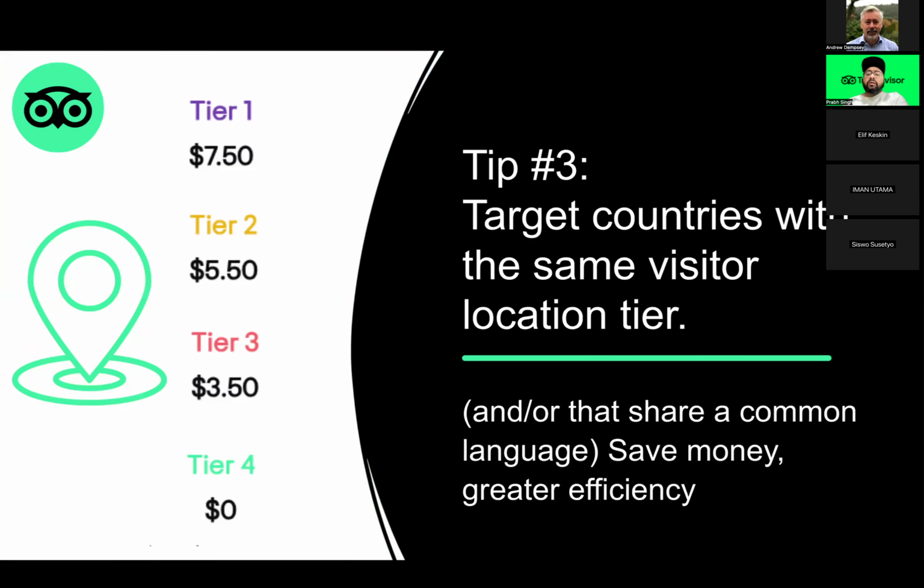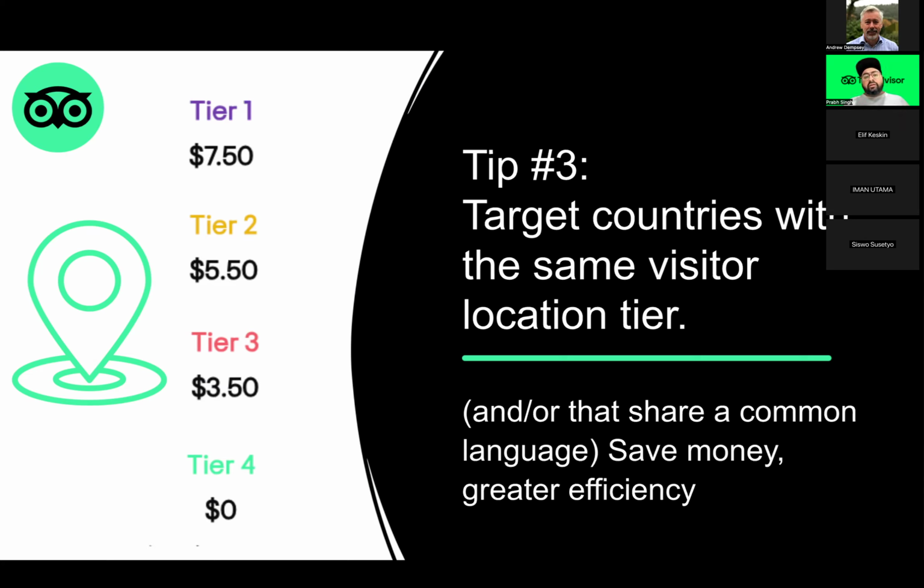Tip three is target countries with the same visitor location tier. So if you are planning to target a tier one country, for example the US, which is a tier one country, you are anyway paying an additional CPM of $7.50. So it is generally suggested to add multiple tier one countries, which saves a lot of money for you, makes your campaign more cost effective, and you'll be able to reach people in multiple countries.